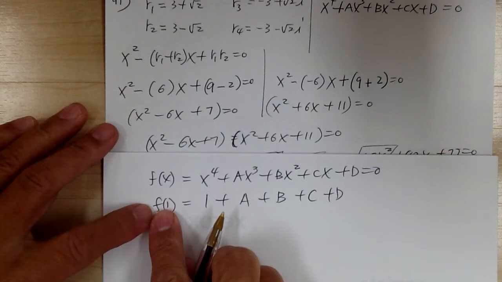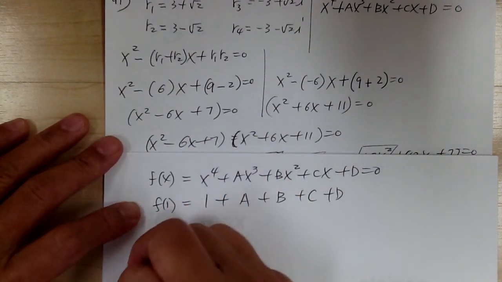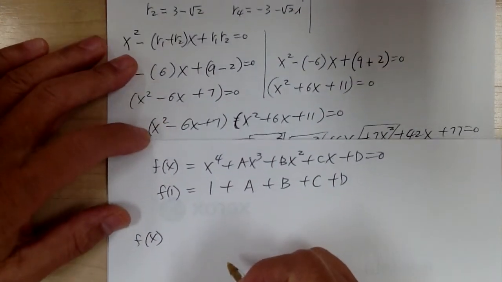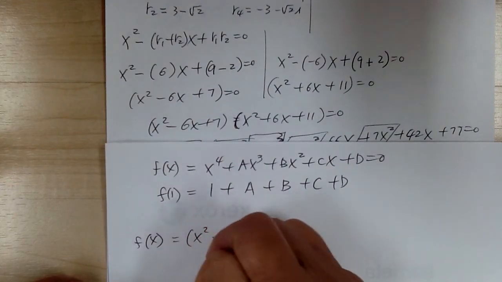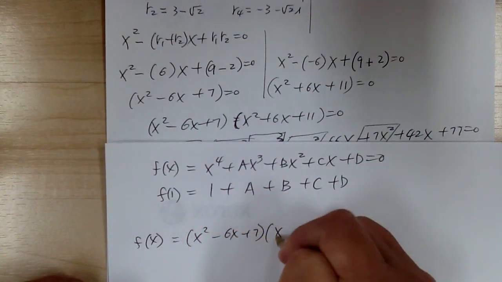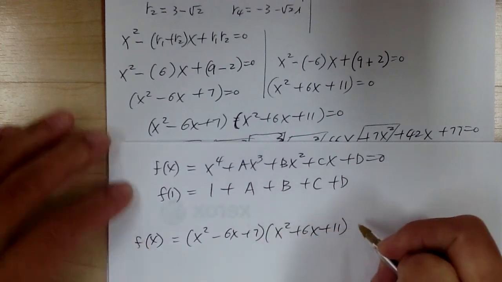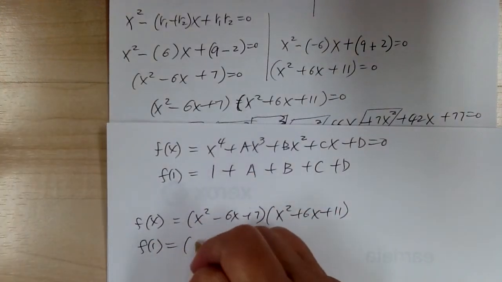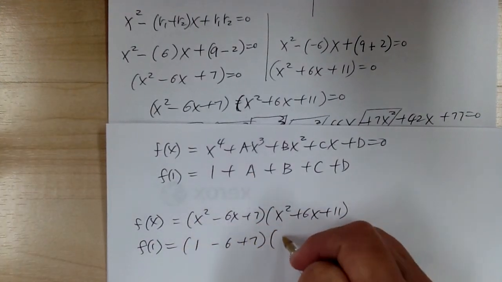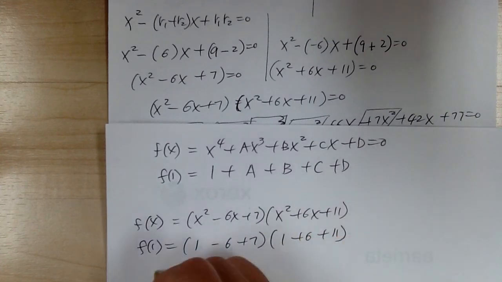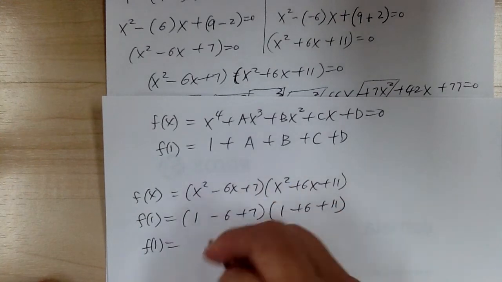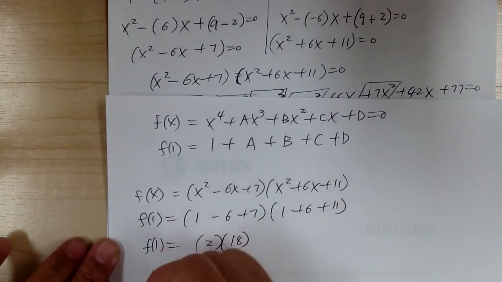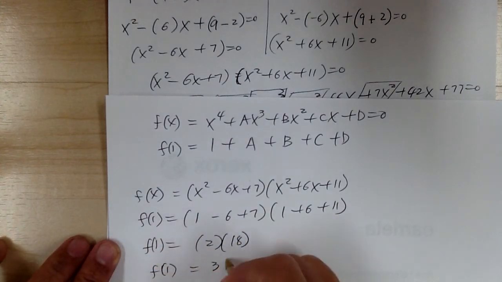So now you also apply f of 1 to this. Again, let f of x equal to this: x squared minus 6x plus 7 times x squared plus 6x plus 11. And again you apply f of 1 to this. So equal to 1 minus 6 plus 7 times 1 plus 6 plus 11. So f of 1 will equal to 2 times 18. Okay, so f of 1 will equal to 36.